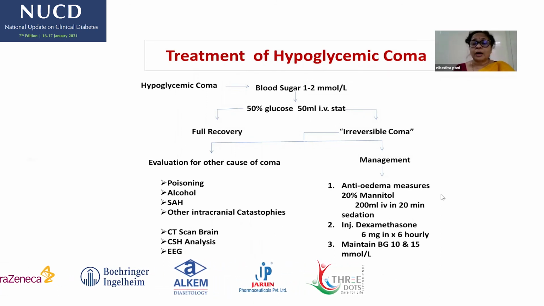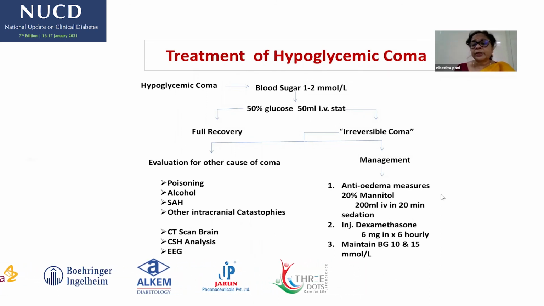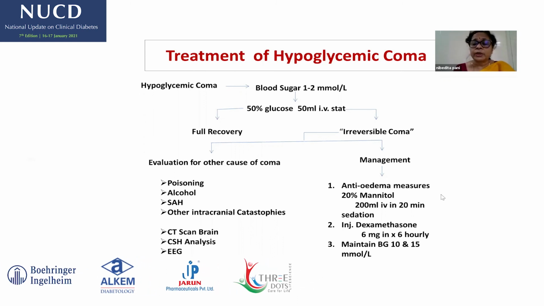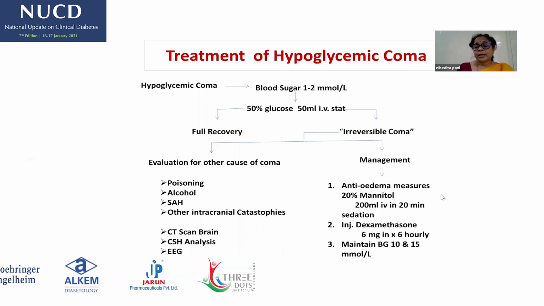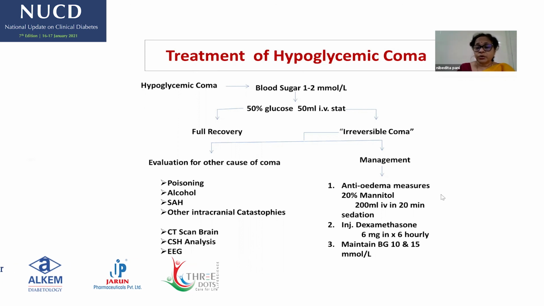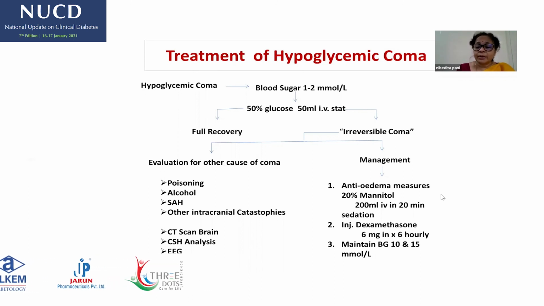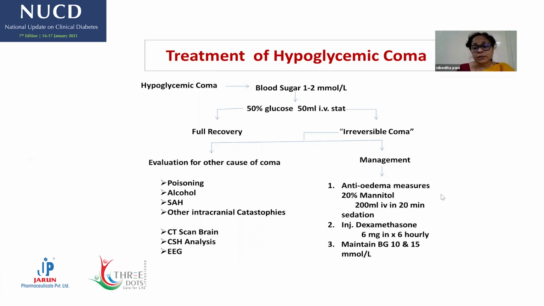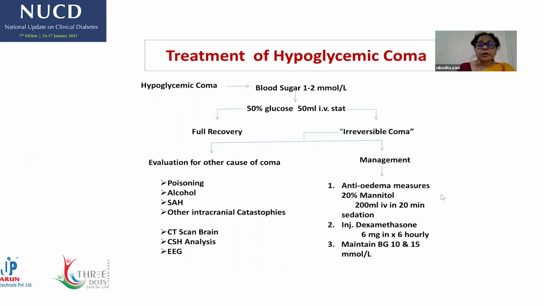For irreversible coma, anti-edema measures like 20% mannitol, 200 ml IV in 20 minutes. For sedation, you can give dexamethasone, like 6 milligrams 6 hourly, and maintain the blood glucose at 10 to 15 millimole per liter.